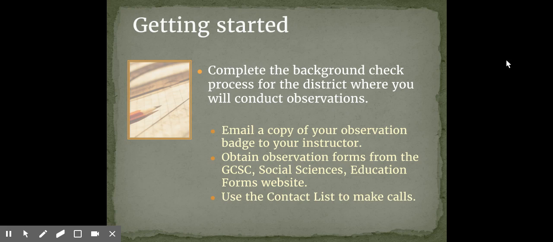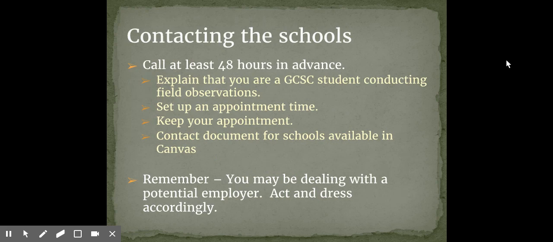You're going to want to get the observation forms. Those can actually be found in Canvas. They'll be in each assignment. Those forms are what you will fill out during your observations. Then you'll use the contact list, which is provided inside of Canvas as well, to make calls to the schools.